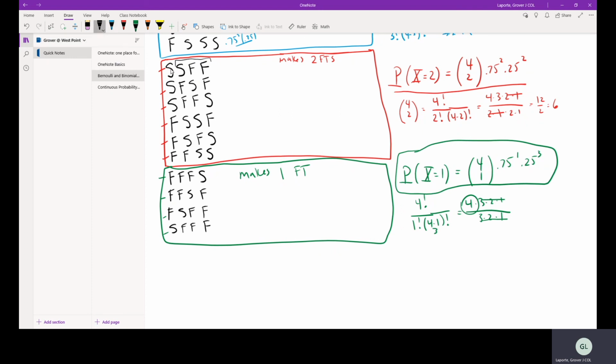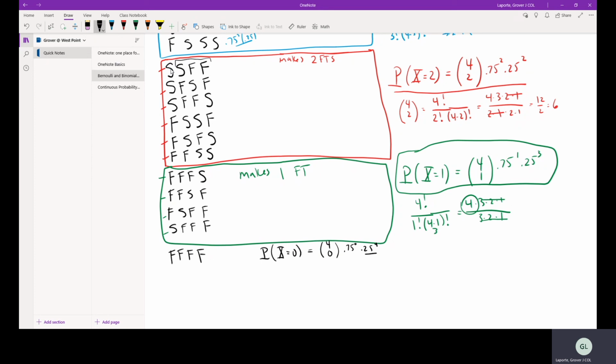And then the last one is straightforward, right? So it's just one of these. So F, F, F, F. And then what would that probability look like? Probability that X is equal to 0 is simply 4 choose 0, because there's no S's in here, times 0.75 to the 0, 0.25 to the 4th. So it ends up being that guy, because this is equal to 1. Because it'd be 4 factorial over 4 factorial, which would be 1. Okay.